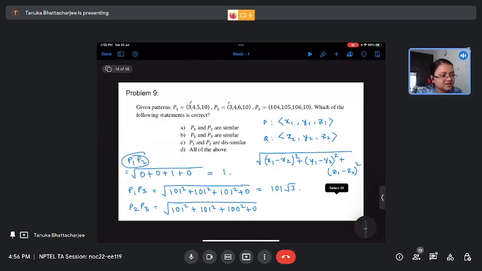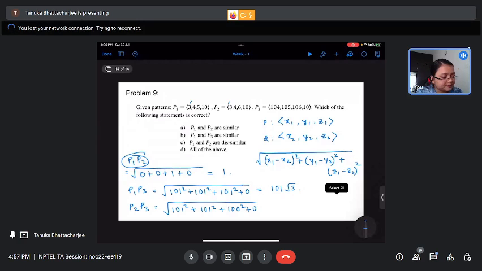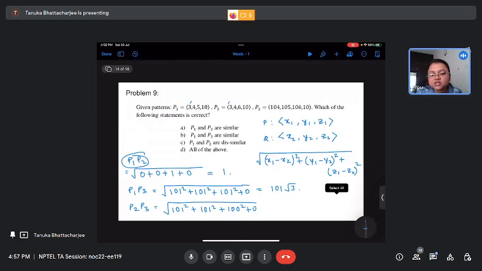So we can say that P1, P2 are similar because the distance between them is just 1, whereas P1, P3 and P2, P3 are very different because the distance between them is much higher. So in this particular problem, P1 and P2 are similar. Here we considered the Euclidean distance as the metric, and we computed the difference.